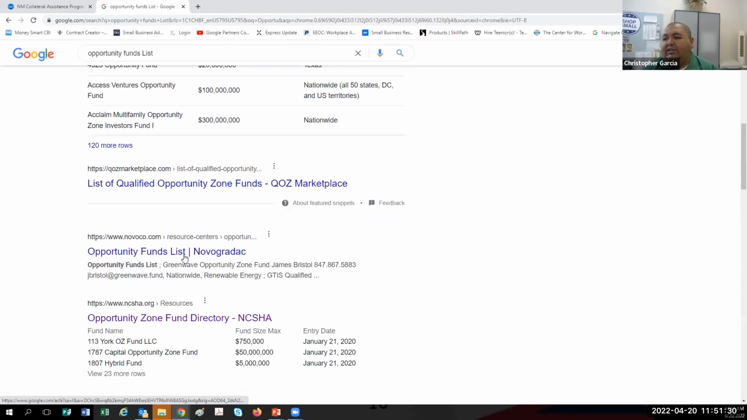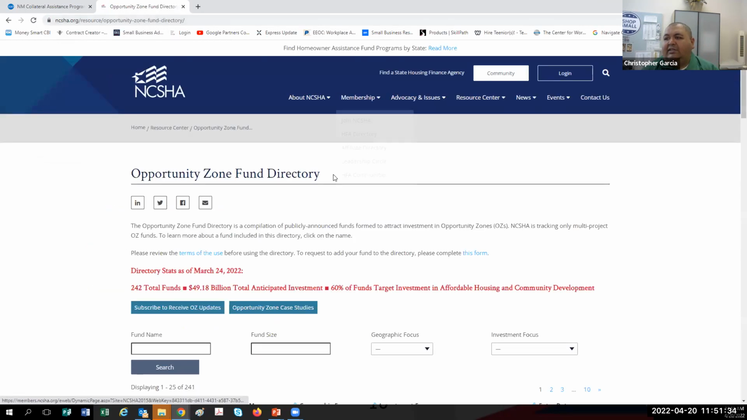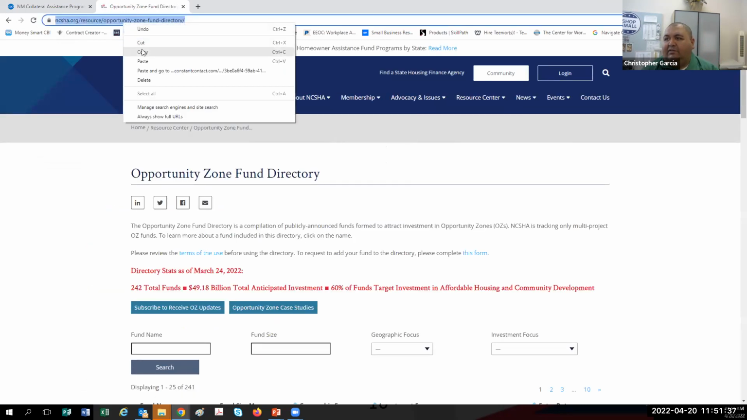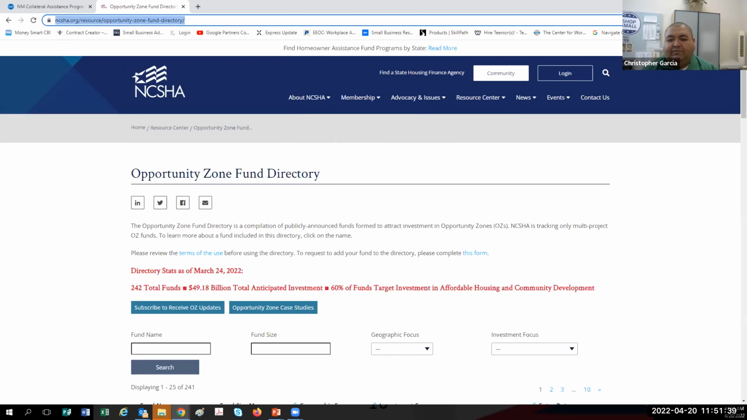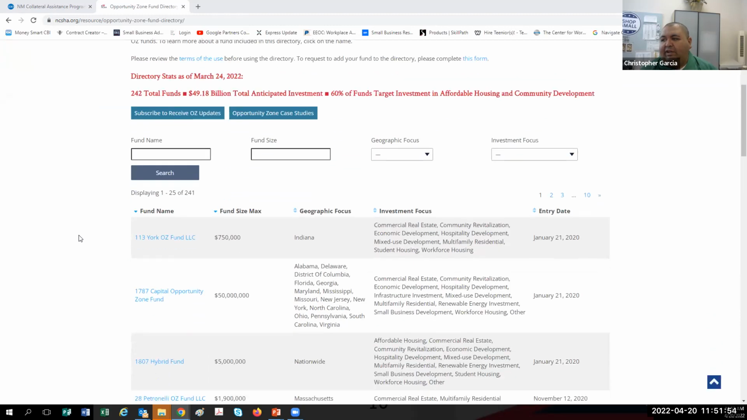And I'll chat over this link because I didn't include it in the follow-up email. Here's a listing of the different opportunity funds. Let me chat this over. And this NCSHA is the best resource that I found for finding opportunity funds. I haven't found a better resource yet.